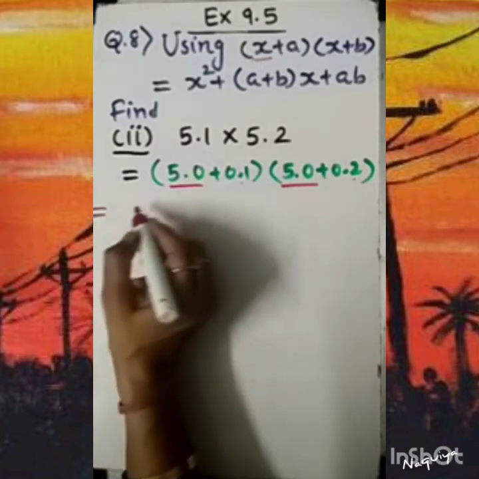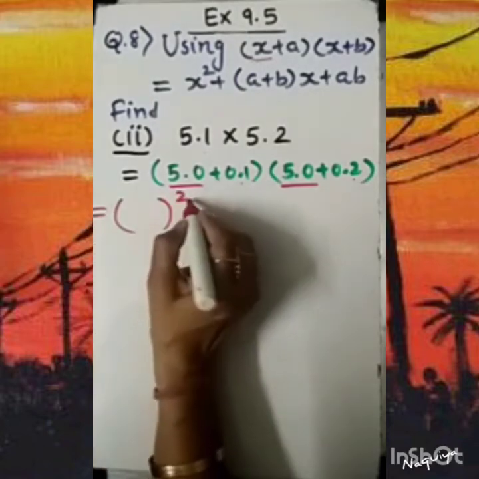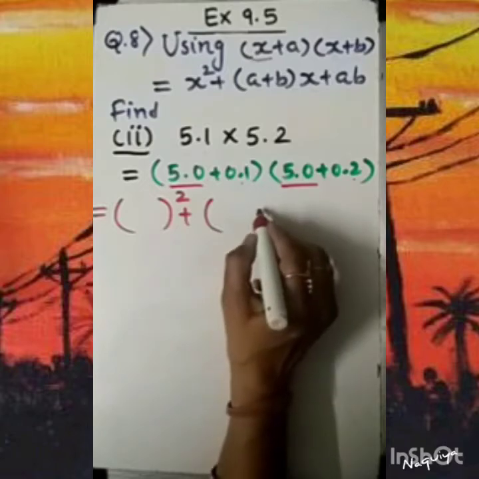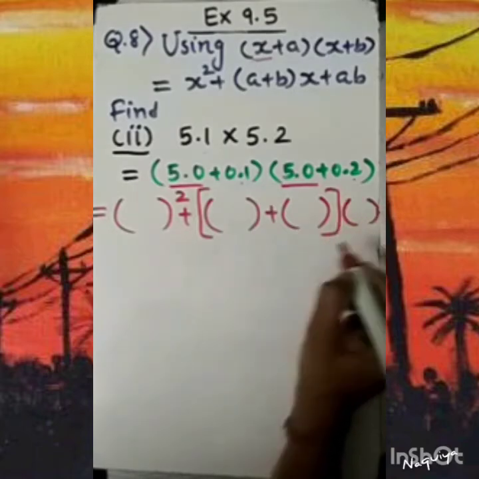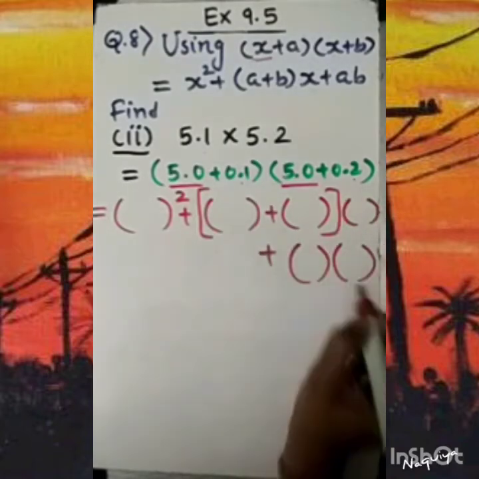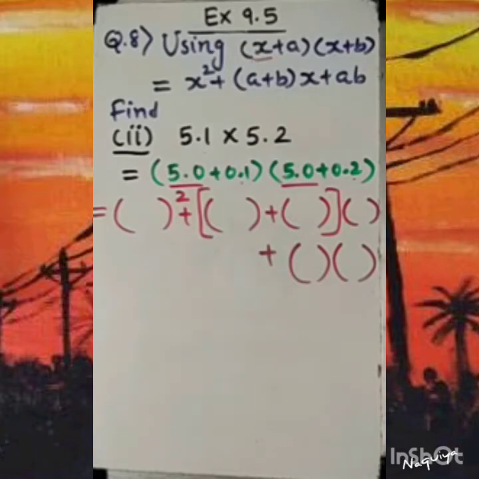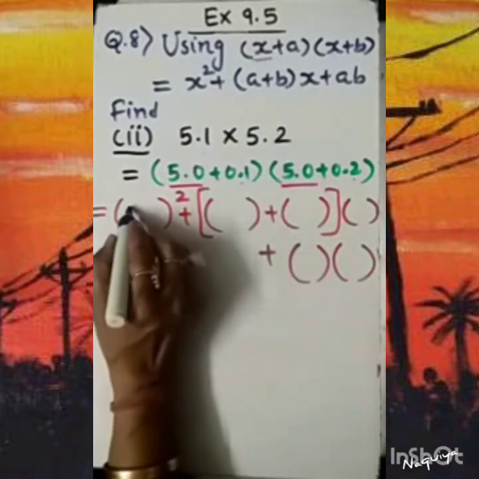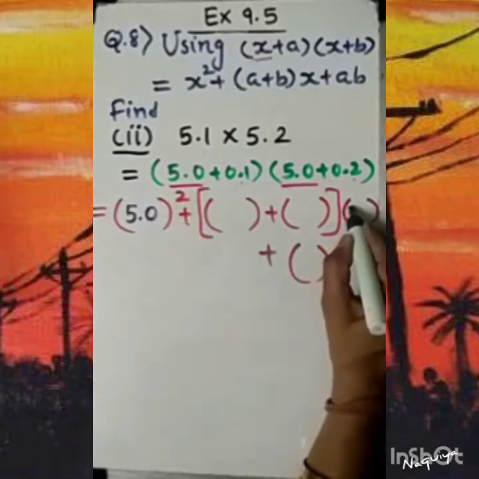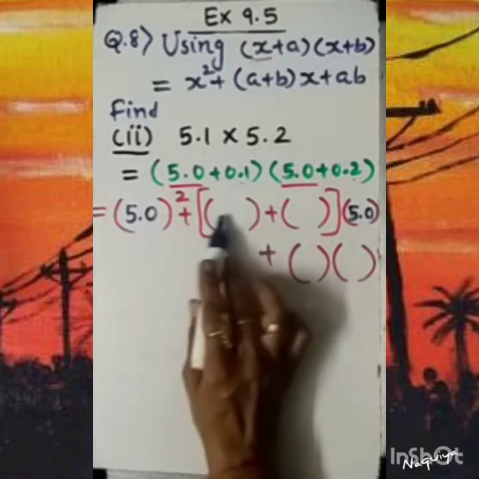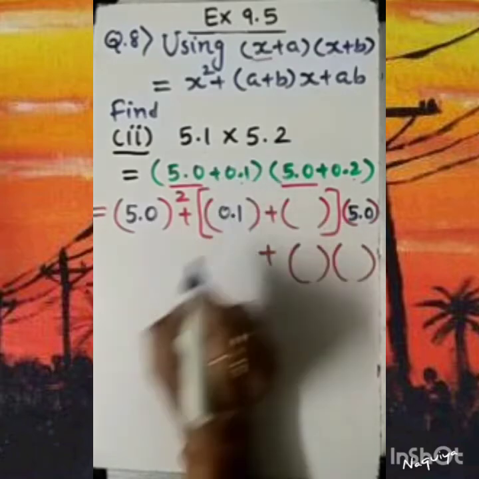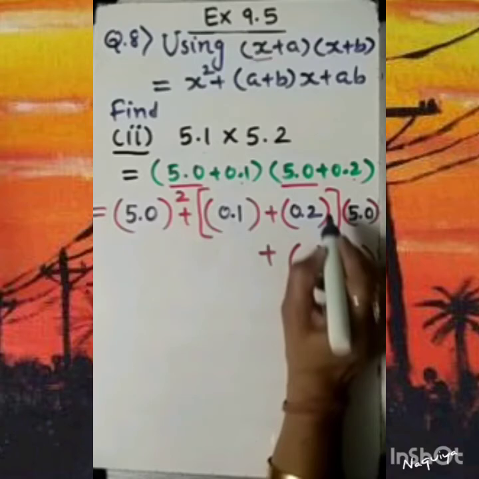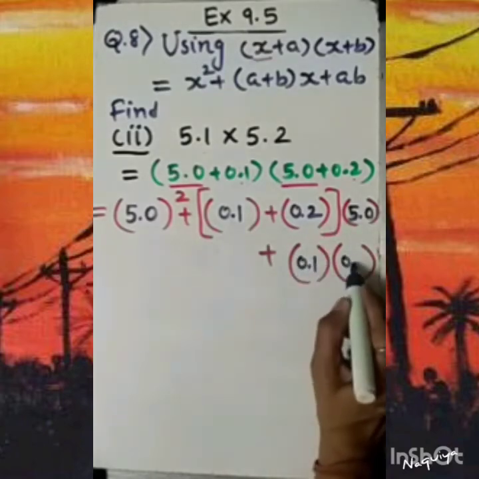So in this case, what we are going to do, we are applying the identity (x plus a) into (x plus b), which is x square plus (a plus b) x plus a into b. Fine. Now what is x? x is 5.0. And here also x, so here I need to write 5.0. This is the place of a. What is a here? If we compare, then it will be 0.1. What will be b? 0.2. This is 0.1. This is 0.2.